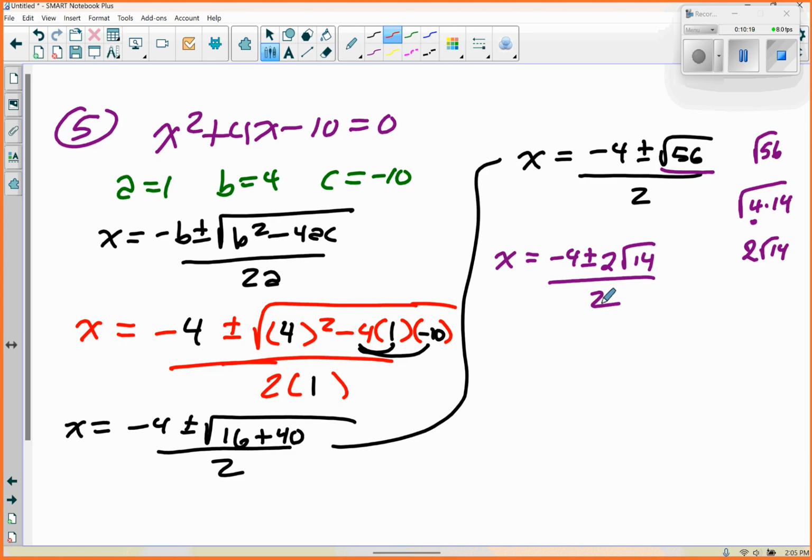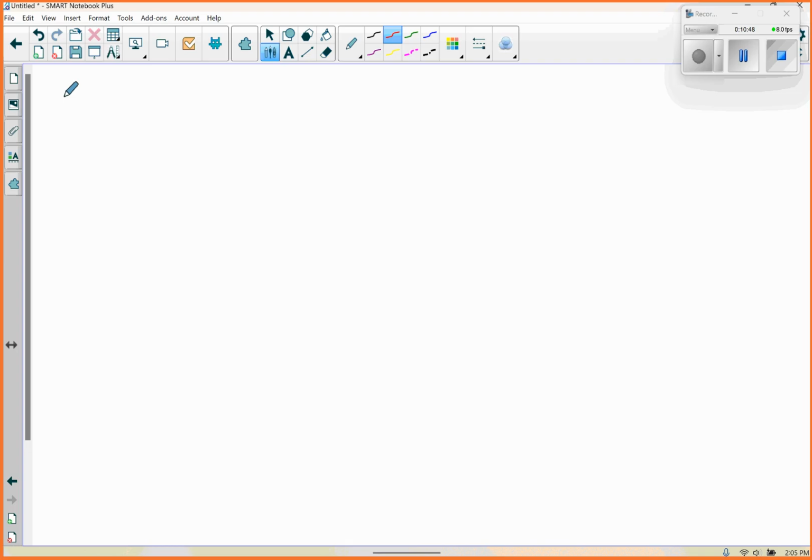Reduce. Does 2 go into itself? Does 2 go into 2? Does 2 go into 4? 2 goes into 2 once. 2 goes into 4? Twice. Here's my answer. Negative 2 plus or minus square root 14. Okay? And the last one of the questions. You ready? Can I move on? All right, number 6.